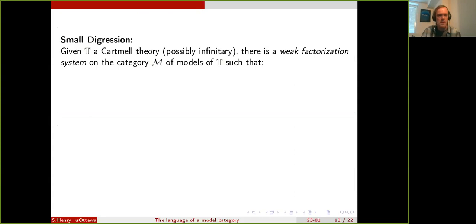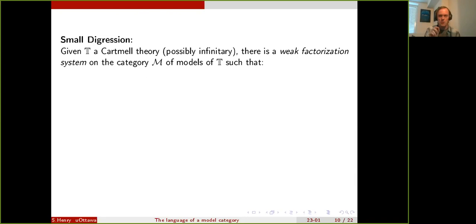Right. Okay, so I will make a small digression at this point. I've already shown you that when you have a Cartmel theory, you have this additional structure, this notion of formula, and that you can have two different theories that have the same models. For example, you can add an equality predicate without changing the category of models, but with a different notion of formulas. So this is the first example of a structure on a Cartmel theory that is not seen by the category of models.